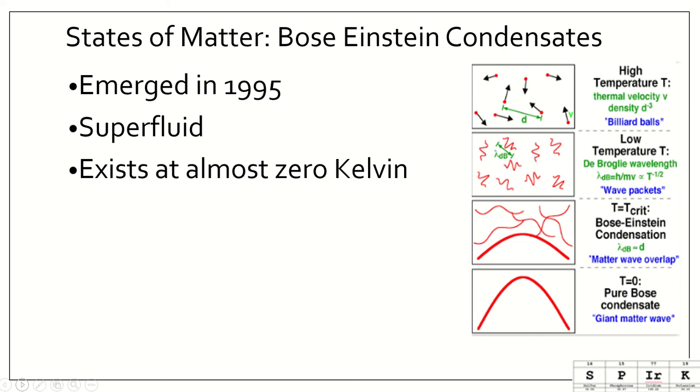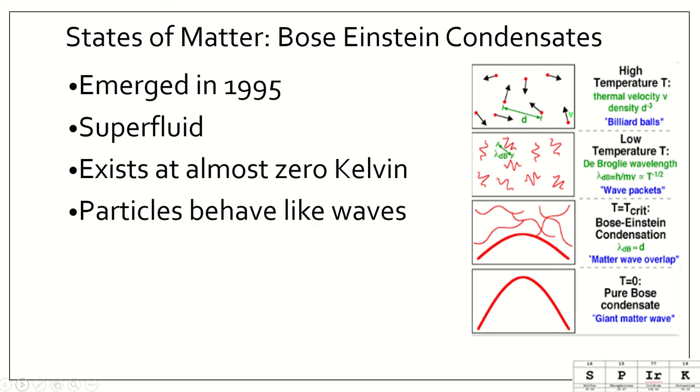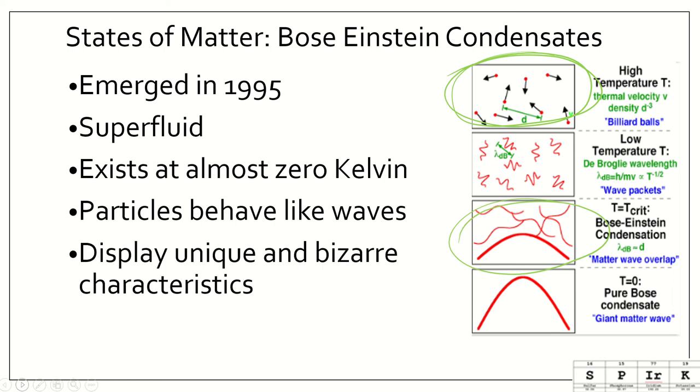So Kelvin is a temperature scale, and 0 Kelvin is the coldest temperature that can possibly be reached in the entire universe. That is when there is absolutely no vibrational motion among atoms. So technically, we can never reach absolute zero or 0 Kelvin. But when these particles are down at that temperature, they behave like waves. So they no longer travel in straight line patterns like they do here. They travel in a wave-like motion. And they display a lot of unique and bizarre characteristics.